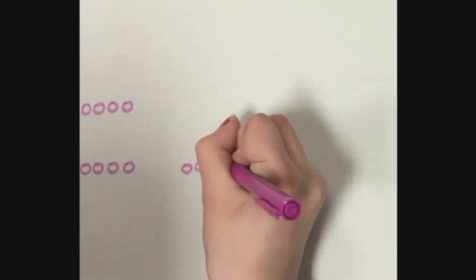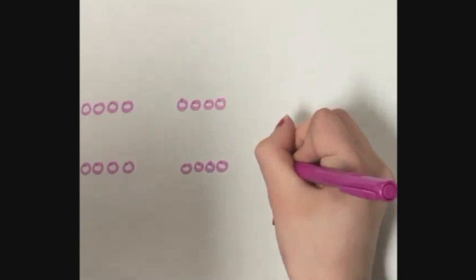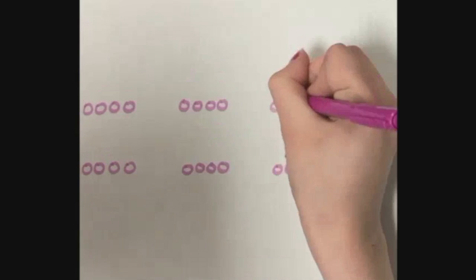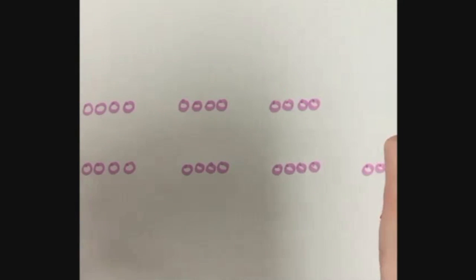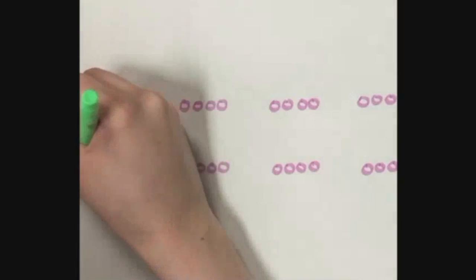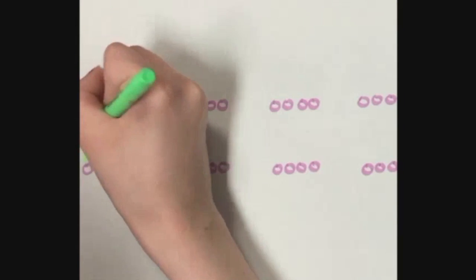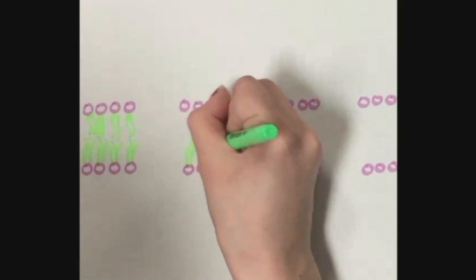This is a cell membrane of an axon. It is made of phospholipids. The bilayer these phospholipids form is a good insulator because of the hydrophobic tails pictured in green.